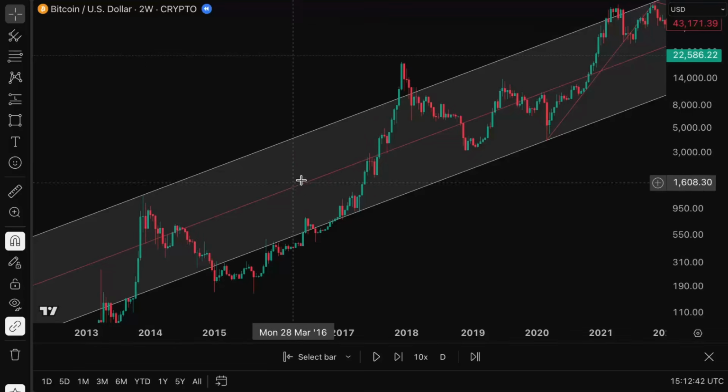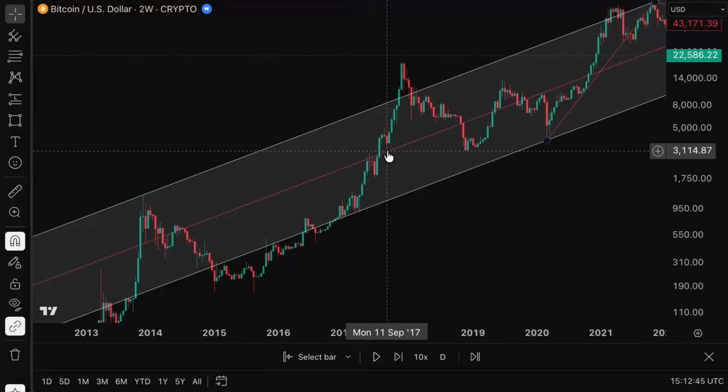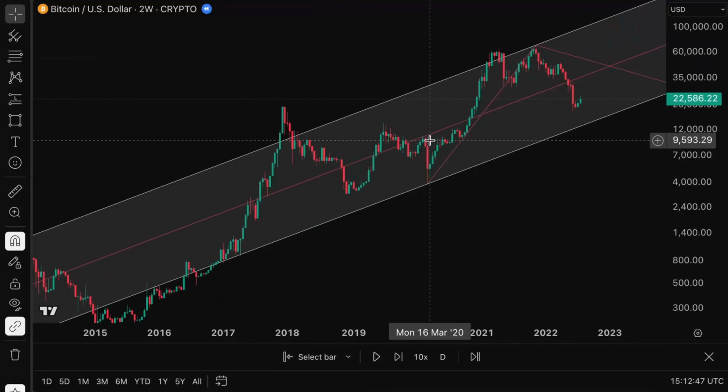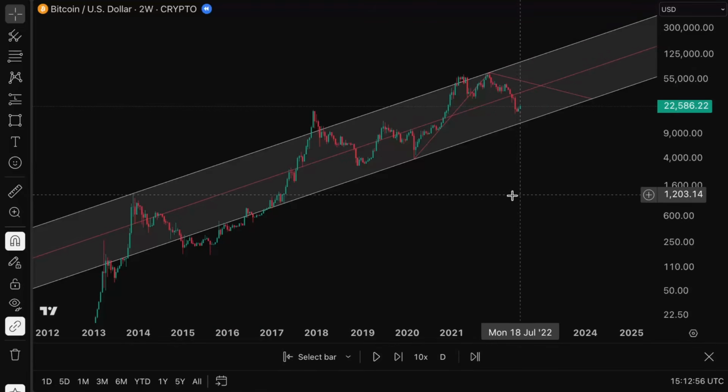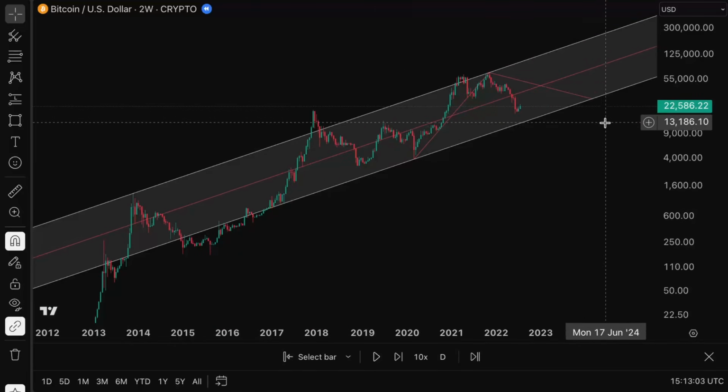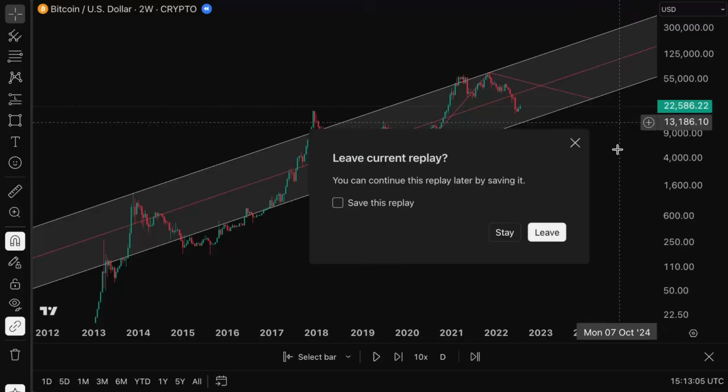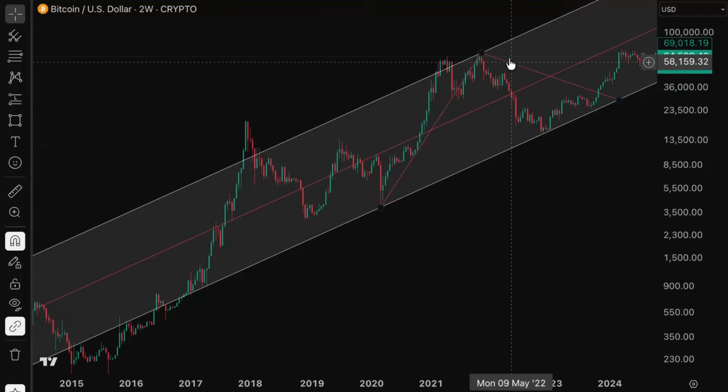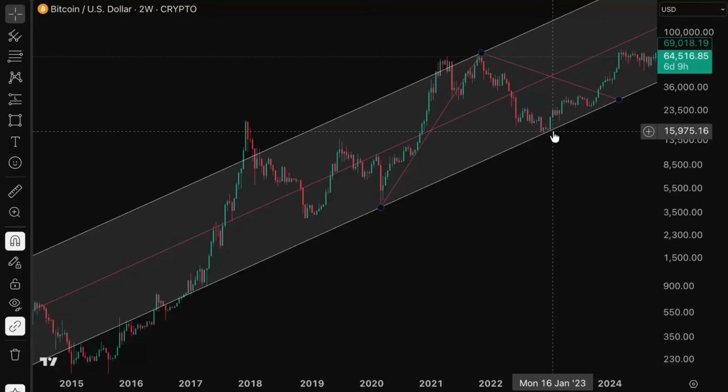And the red line is a good support and resistance. Look at this here, here it's a strong resistance. So once again, in this cycle, this was the most convincing Schiff pitchfork. And when we leave the replay, it was here exactly the bottom of the bear market. So I mean, so far it has worked every time.